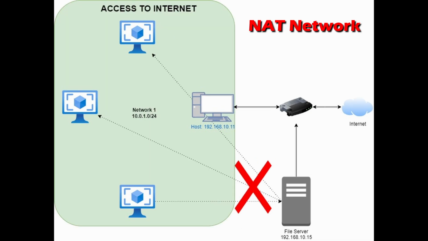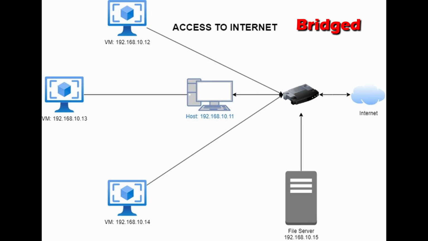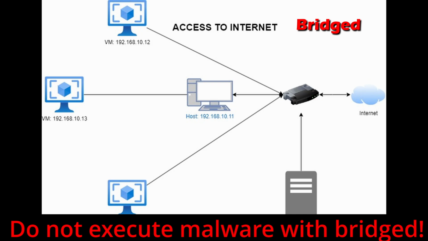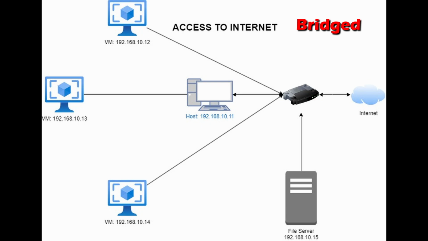The next one is NAT network. Similar to NAT, but instead of having three separate networks, the virtual machines will all mesh into one nice network. These virtual machines will also have access to the internet. Next is bridged. This will make your virtual machines act as physical machines, meaning it'll be on the same network as your host machine. Please don't execute malware using bridge mode, or you can if you like to live life dangerously, but I don't recommend it. These virtual machines will have access to the internet and can access your LAN.